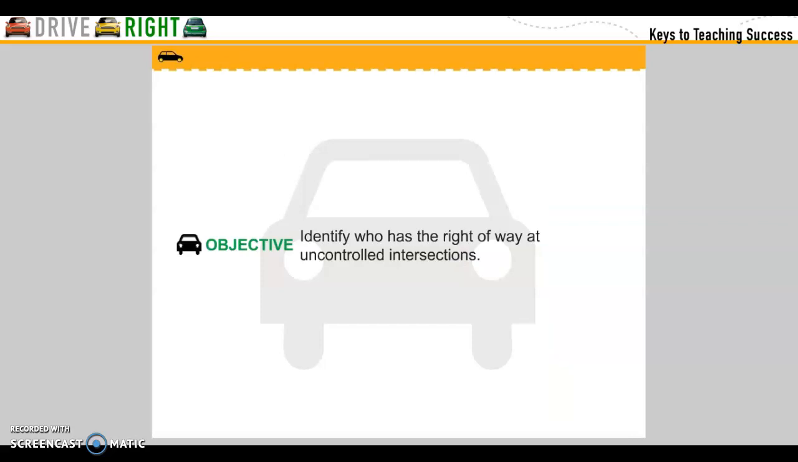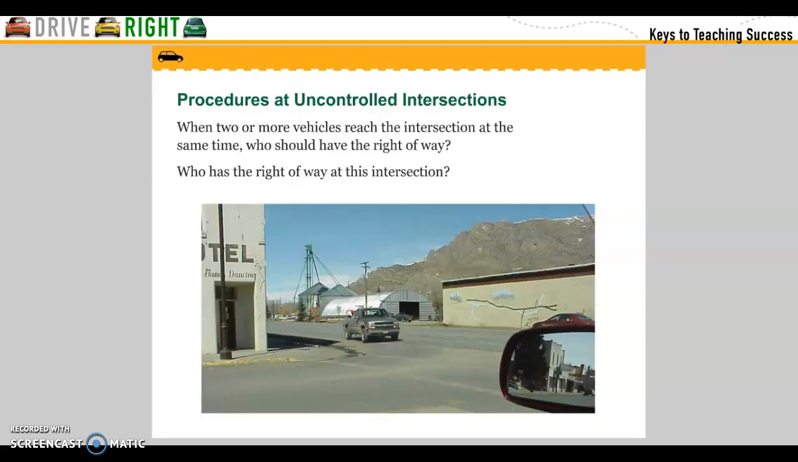Objective: identify who has the right of way at uncontrolled intersections. Procedures at uncontrolled intersections. When 2 or more vehicles reach the intersection at the same time, who should have the right of way? Who has the right of way at this intersection? The car to the right has the right of way.